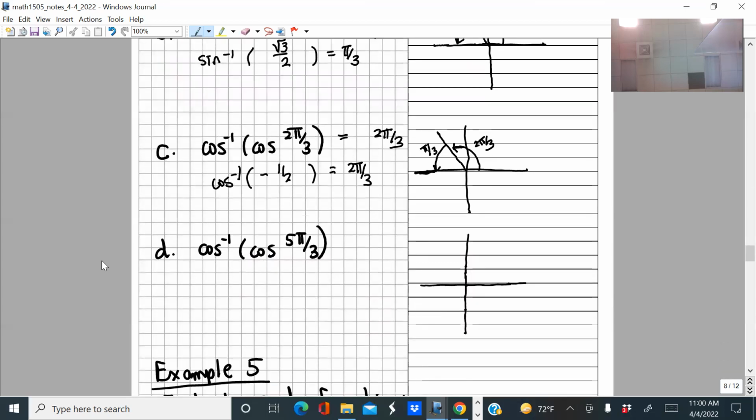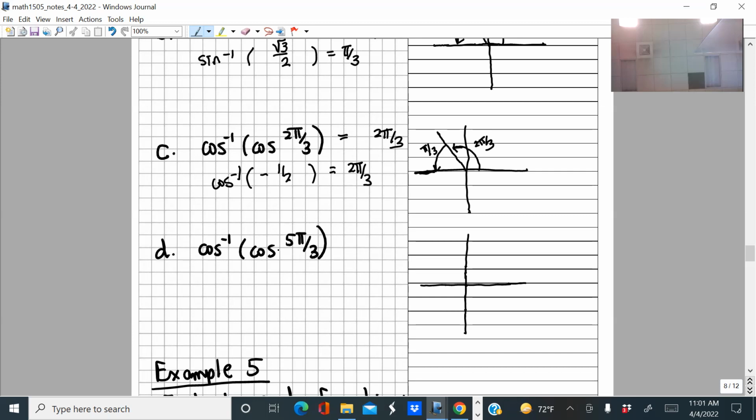You can see it's not going to work out nicely in part D. Yeah, that's right. If you are looking at the angle and you see it's already in the proper range for the inverse trig function, then this is going to work.